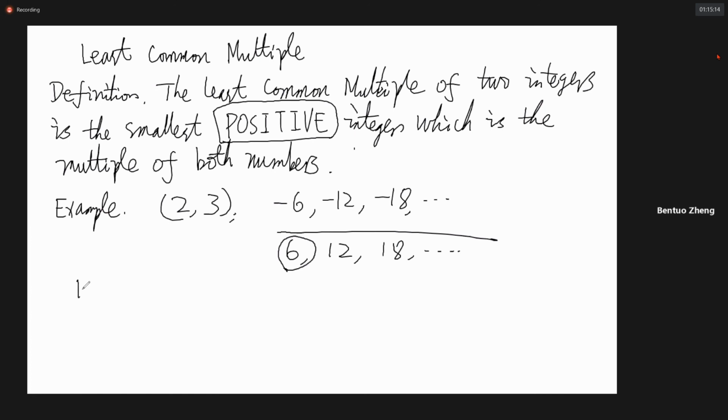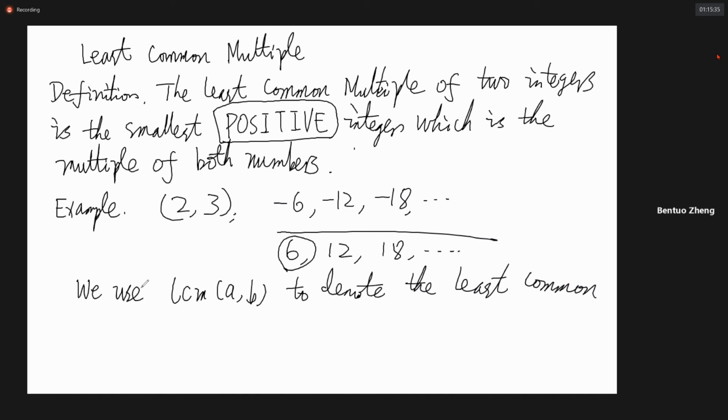And we use LCM of A and B to denote the least common multiple of A and B. So in this situation, we write LCM of 2, 3 is equal to 6.